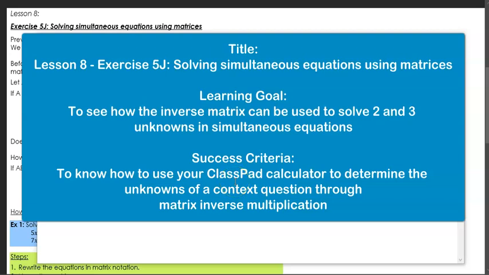This is lesson 8, exercise 5G, solving simultaneous equations using matrices. And this will be the last lesson for the matrix component work.